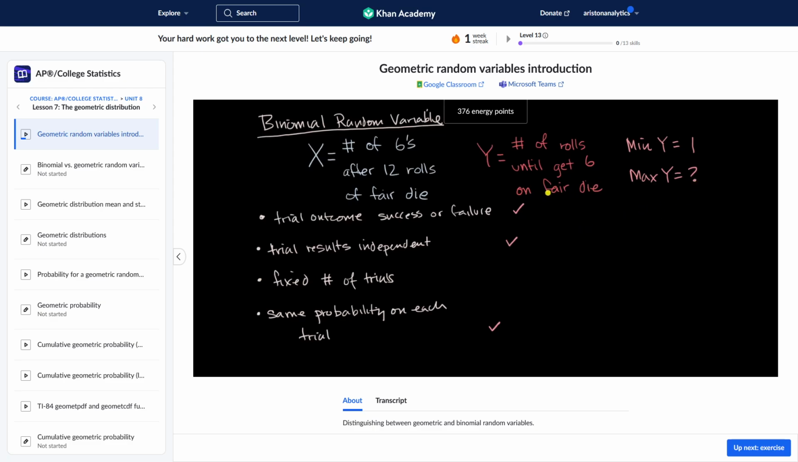You can't say, oh, it's a billion, because there's some probability that it might take 1,000,000,001 rolls. It is a very, very, very small probability, but it could even take a googolplex of rolls. So you can imagine where this is going. This type of random variable meets a lot of the constraints of a binomial random variable. Each trial has a clear success or failure outcome. The probability of success on each trial is constant. The trial results are independent of each other, but we don't have a fixed number of trials.